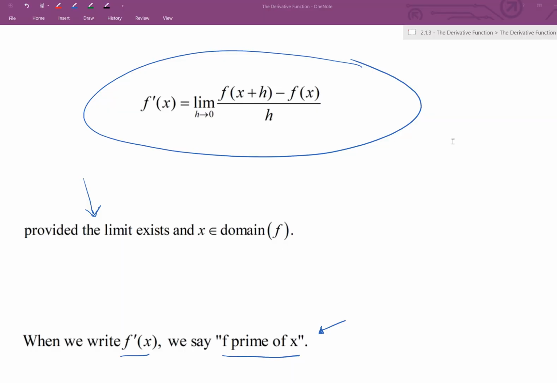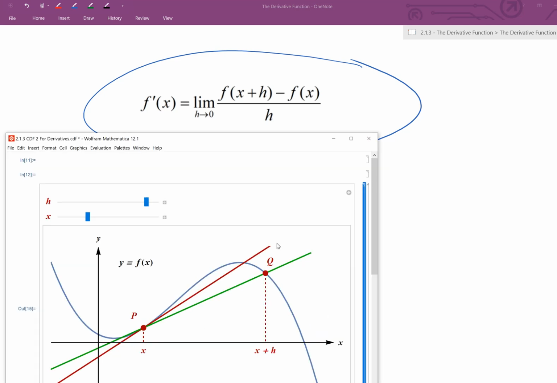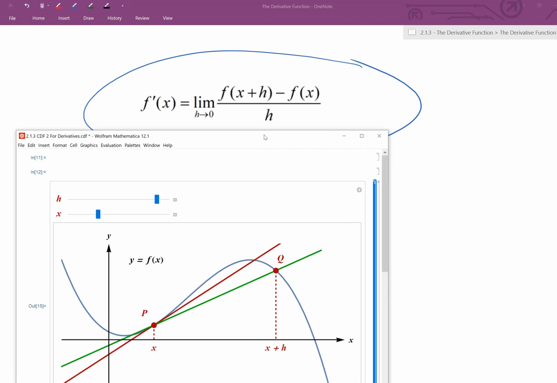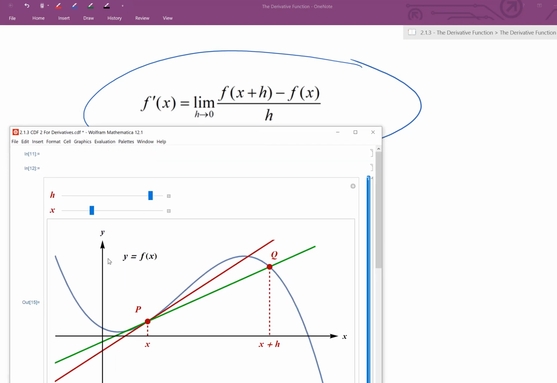Okay, so I want to bring up a diagram here that helps illustrate what the derivative function is. So let me pull that up. All right, so what we see here is a function, y is f of x. That's the blue function here. This kind of looks like a polynomial or something. And then we can see we have two different points on the graph. Point P is at the location x comma f of x, and point Q is at the location x plus h comma f of x plus h.